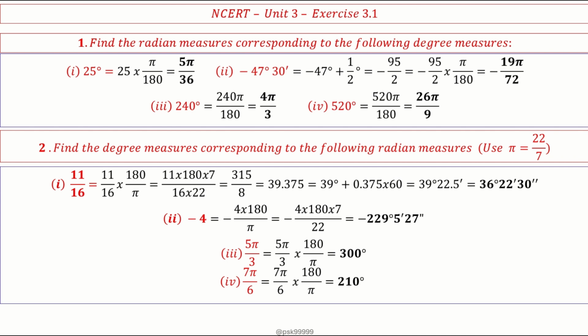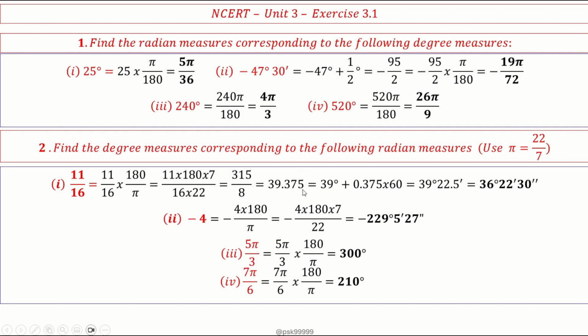Same thing again. Here radians are given and you have to convert into degrees. Whenever you convert into degrees, let's say 11 by 16 is the radians given. So 11 by 16 into 180 by pi. Again, you apply the unitary method here, simple. So what you got is 39.379 degrees.